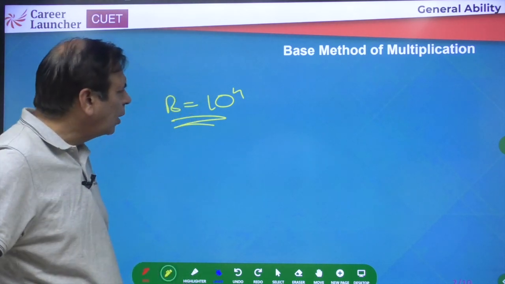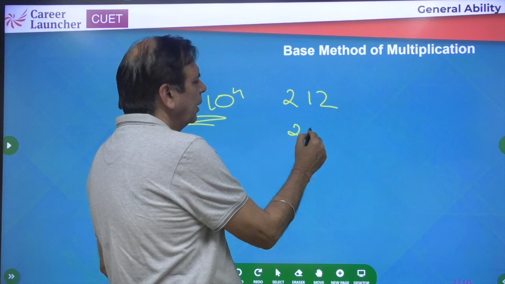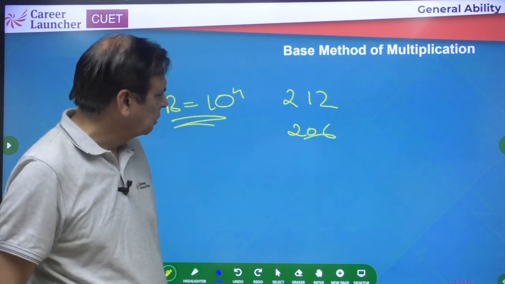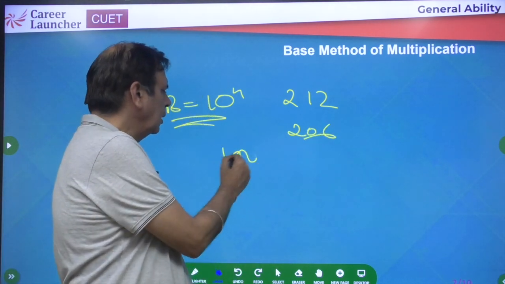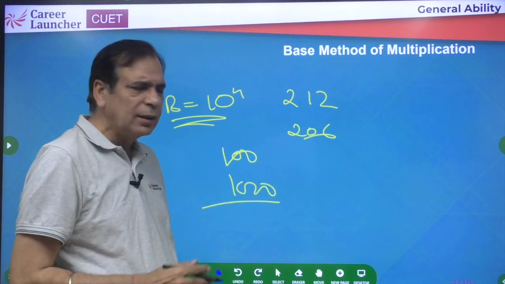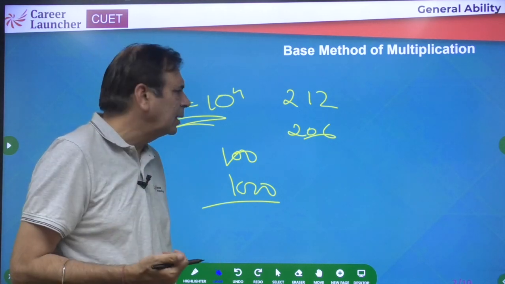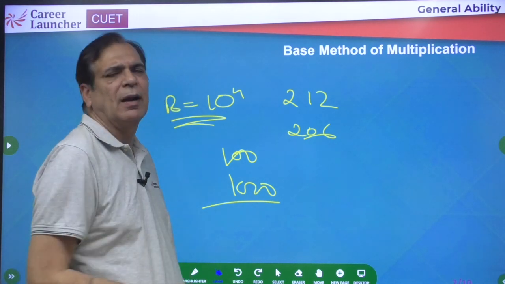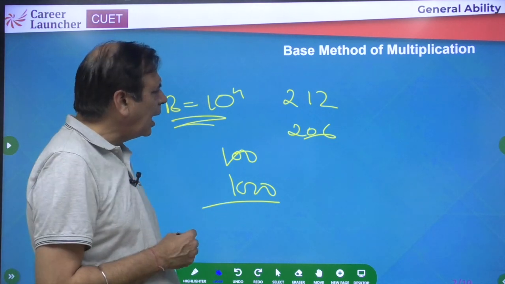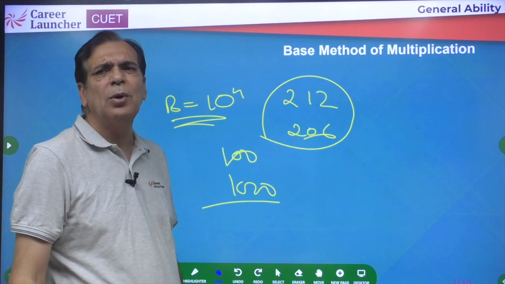How? Because what if I have to multiply, let's say, 212 with 206? Can I take a base of 100? No. Can I take a base of 1000? No. Whether I take a base of 100 or 1000, it is not going to work for me for the simple reason it is going to make my calculation difficult. So, what is the ideal thing out here? I would want the base to be 200.